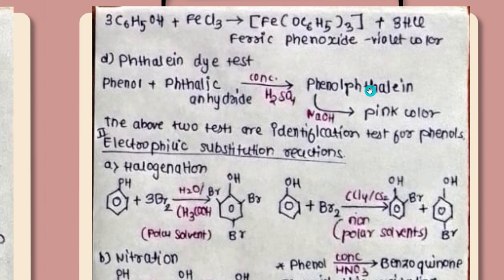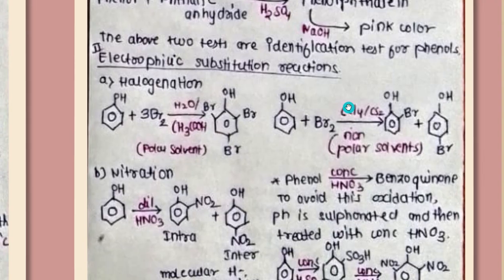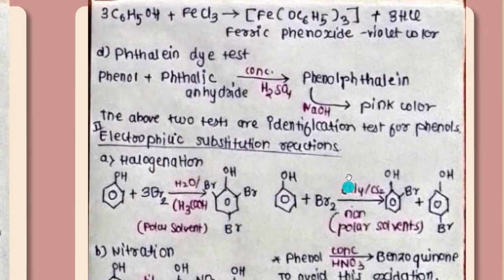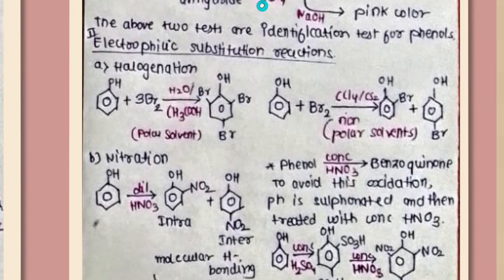It becomes pink in color. Why? Because NaOH is a base. So it gives a test for bases and acids. It is an indicator. The above two tests are identification tests for phenols. What are they? The neutral FeCl3 test and the phthalein dye test.